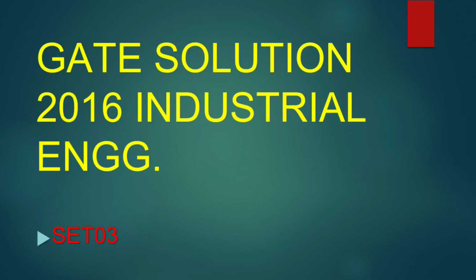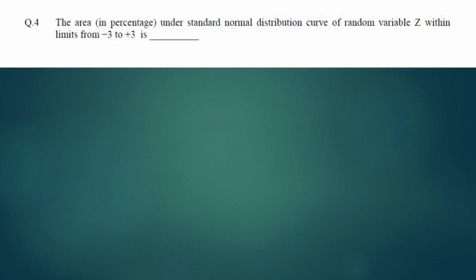In this video, I will cover the GATE 2016 Industrial Engineering paper. Set 1 and set 2 are already completed. This is set 3. The question is: the area in percentage under the standard normal distribution curve of random variable Z within limits from minus 3 to plus 3.